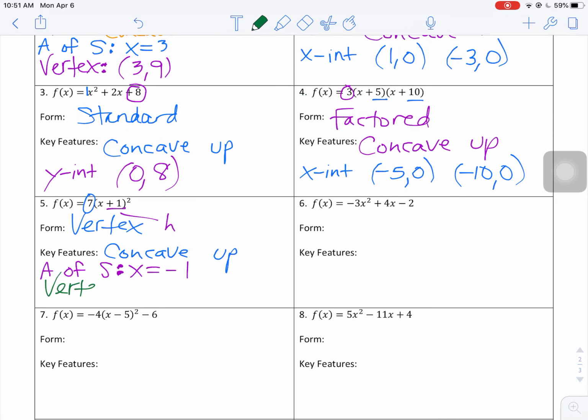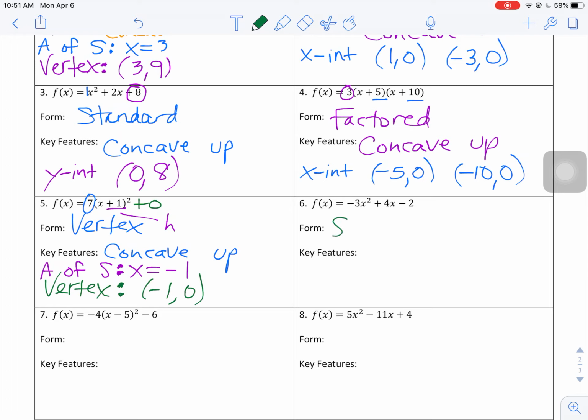Speaking of vertex, my vertex is supposed to be (h, k). So we said h is -1. I don't see a k back here. It's like there's an invisible +0 back there. So our vertex would be (-1, 0), because there is no k, so technically there's an invisible 0 back there.